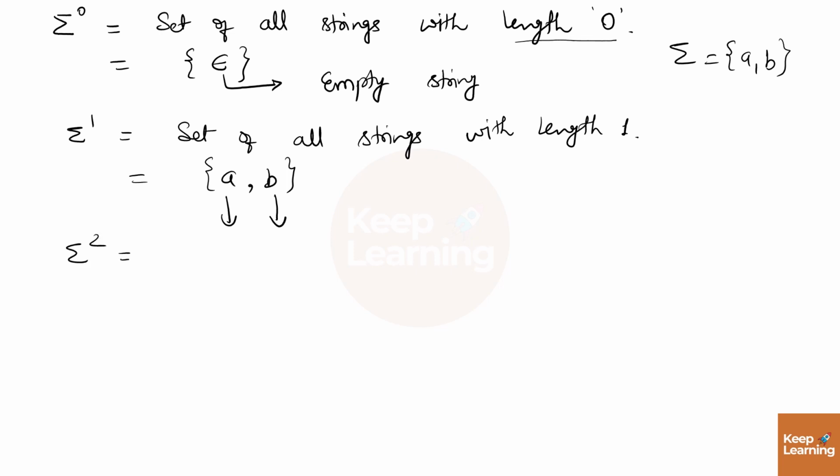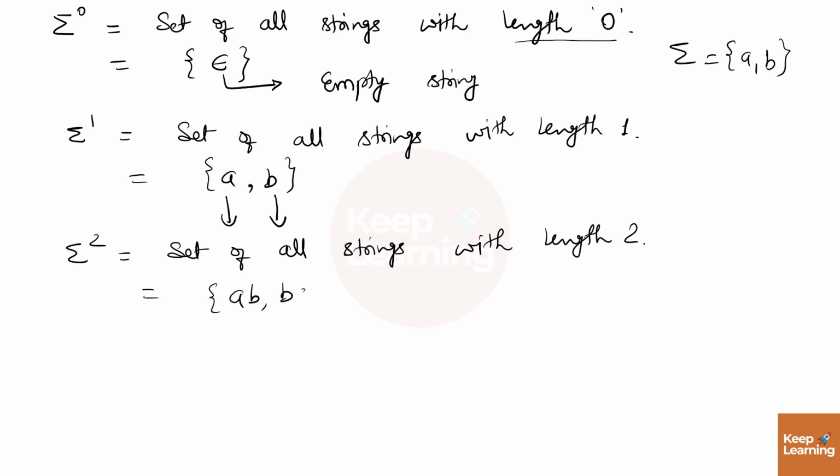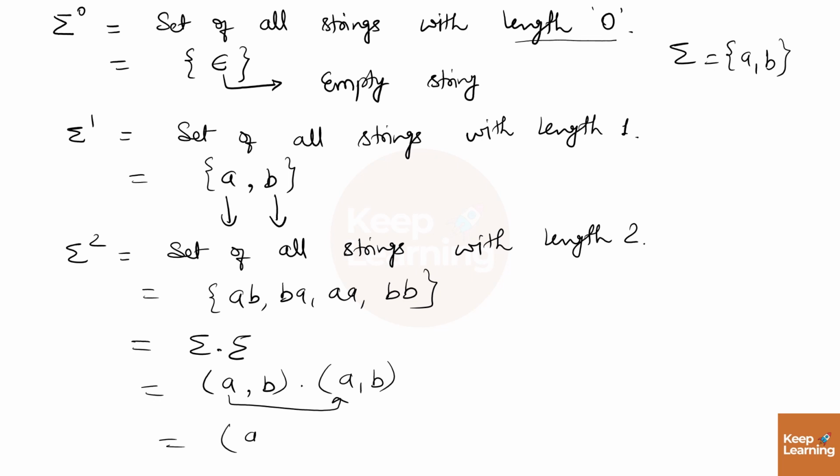Similarly, if sigma 2 is given to you, it means set of all strings with length 2. In that case, what strings can we have? It can be AB, BA, double A and double B. So sigma 2 means 2 times you are using the input alphabet. It means this AB and AB. So one can be AA, another string can be AB, another string can be BA, and the last string will be double B.